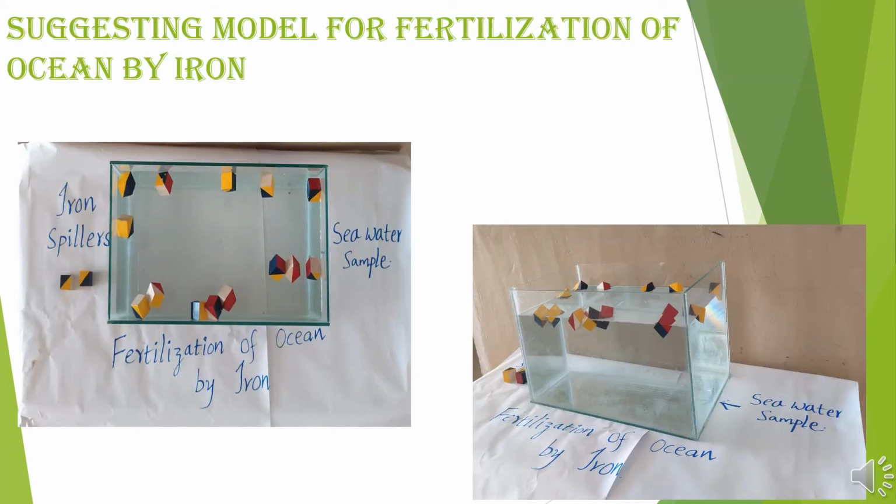Suggesting a model for fertilization of the ocean by iron. This is Vayan, studying 8th class in Sri Prakash Vidyaniketan School, Paikropata. Problem: increasing CO2 levels in the atmosphere. Solution: increasing phytoplankton growth, which absorbs CO2 and is a very good CO2 sinker. What is phytoplankton? Phytoplankton is a bacteria which exists in the form of algae, also called algal blooms. These blooms will absorb CO2 and release oxygen.